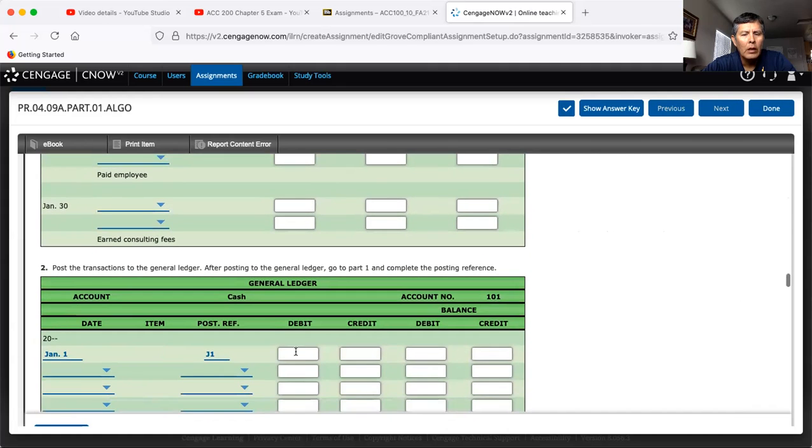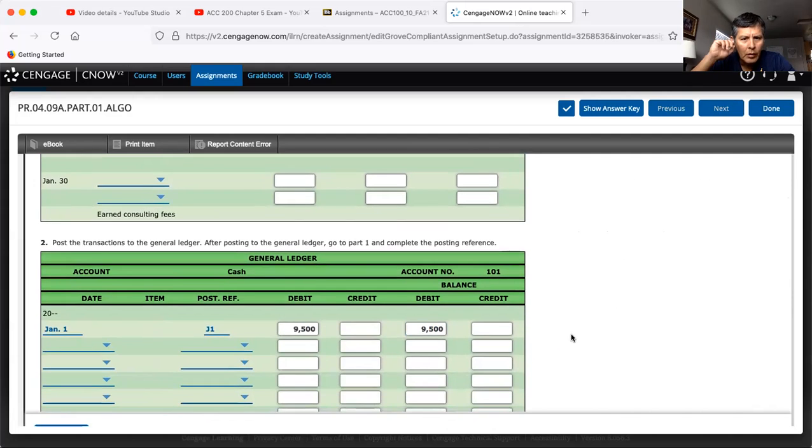Okay, we're going to debit 9,500. We're putting money in it. So the balance is going to be 9,500. Okay, so that's going to be our balance there.